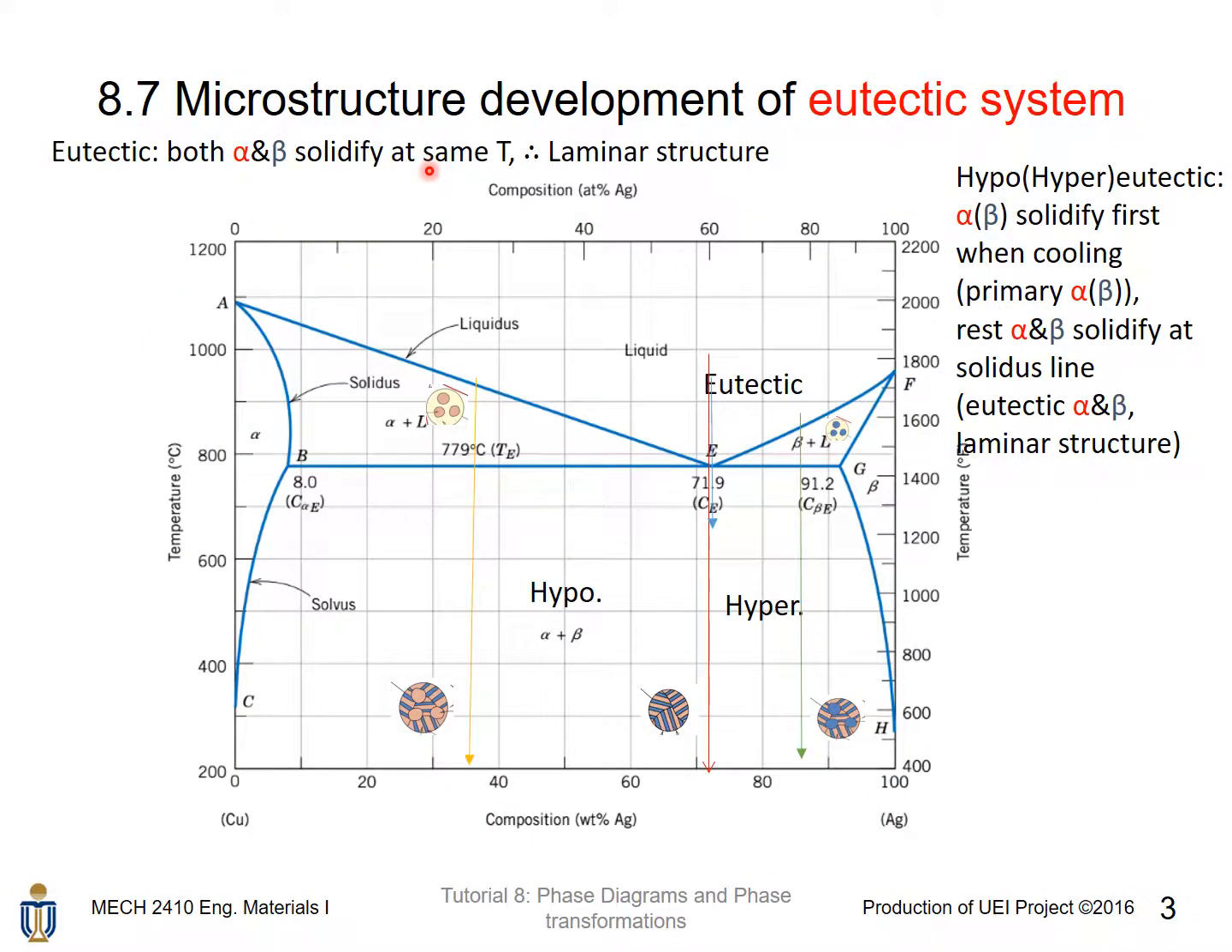Microstructure development of eutectic system. What if a liquid state eutectic alloy solidifies? The first thing, at the eutectic point, when it solidifies, both alpha and beta solid states will solidify at exactly the same temperature, where the temperature is the solidus line, the horizontal solidus line here, from B to G. At the same temperature, therefore, the structure formed will be a laminar structure.